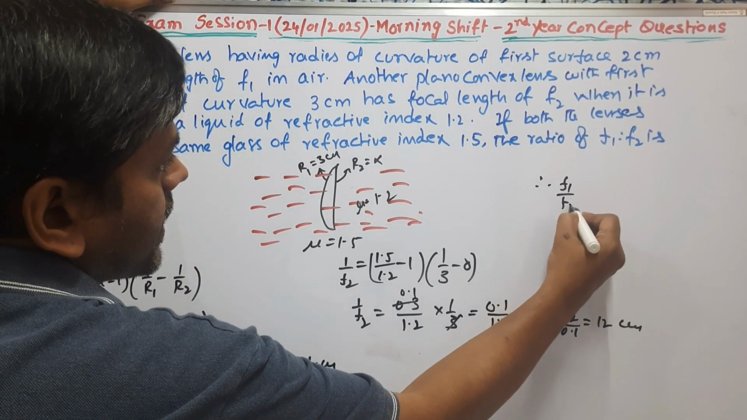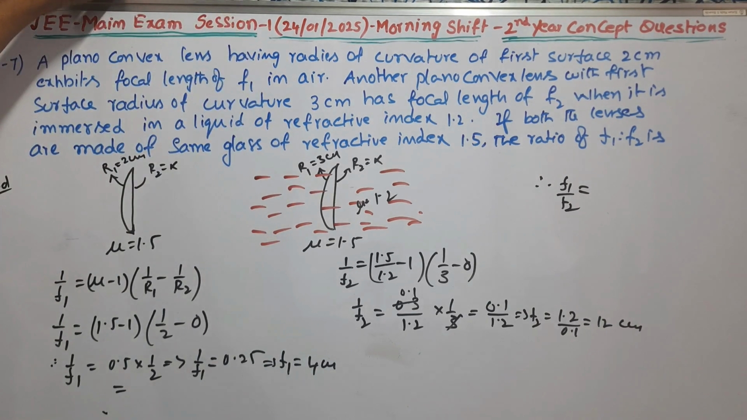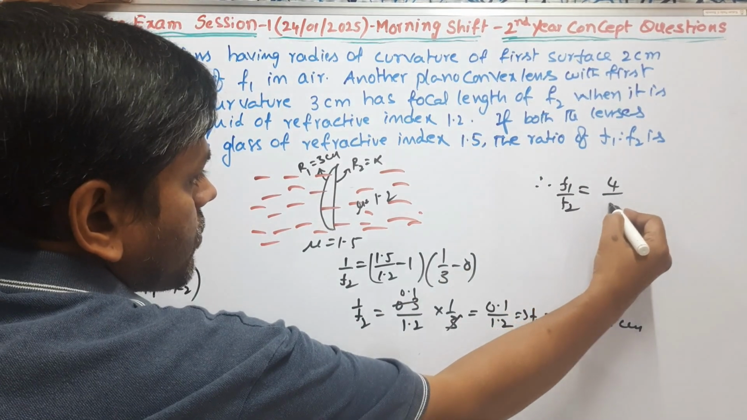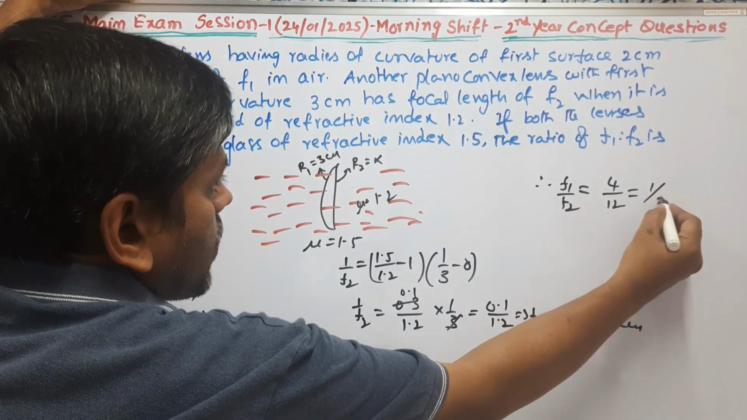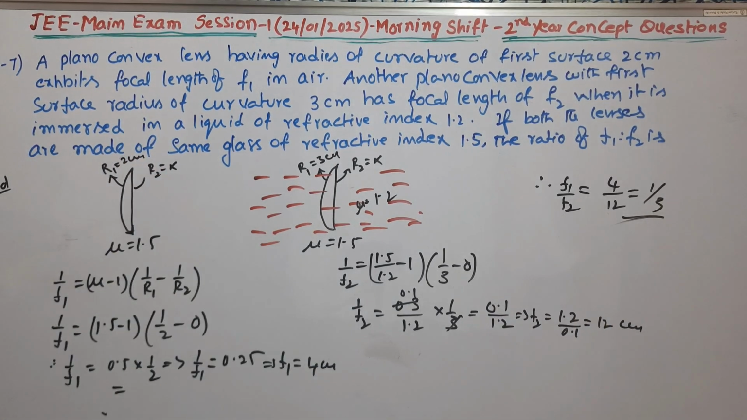Therefore, f1 by f2, he is asking for the ratio. f1 is equal to 4, f2 is equal to 12, that means 1 by 3. So the ratio of the focal lengths is 1 is to 3, that's it.